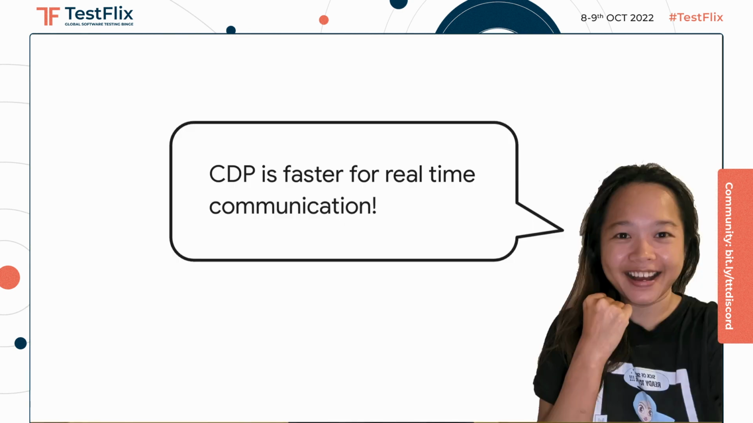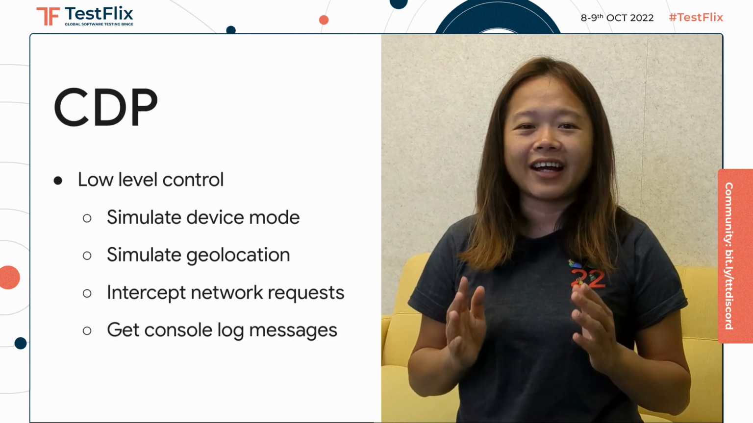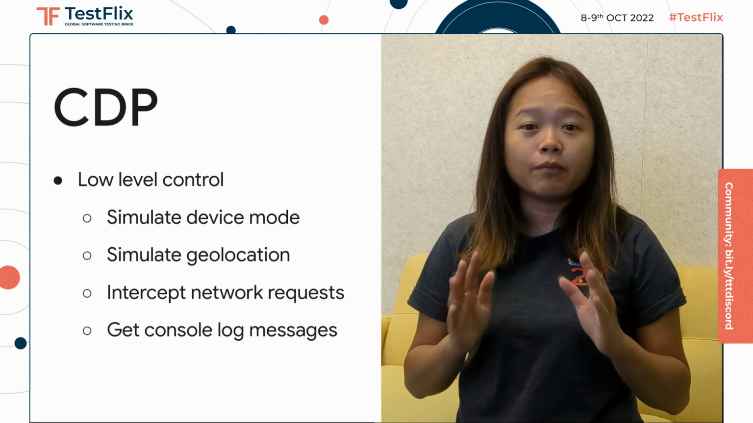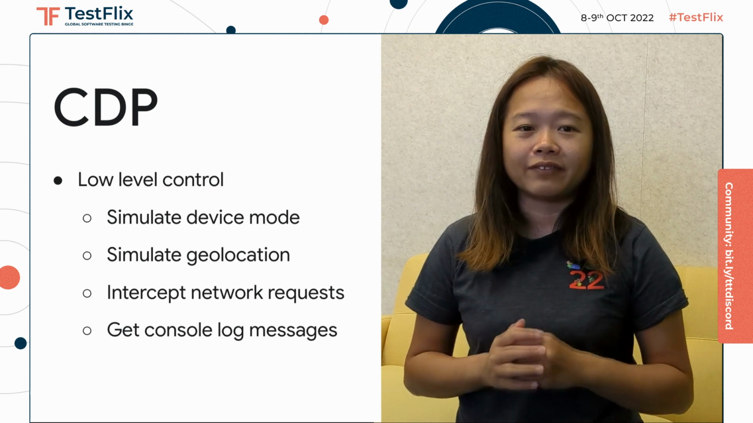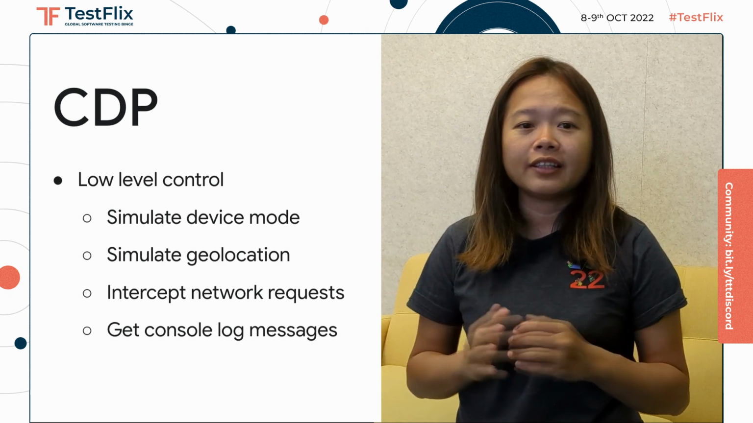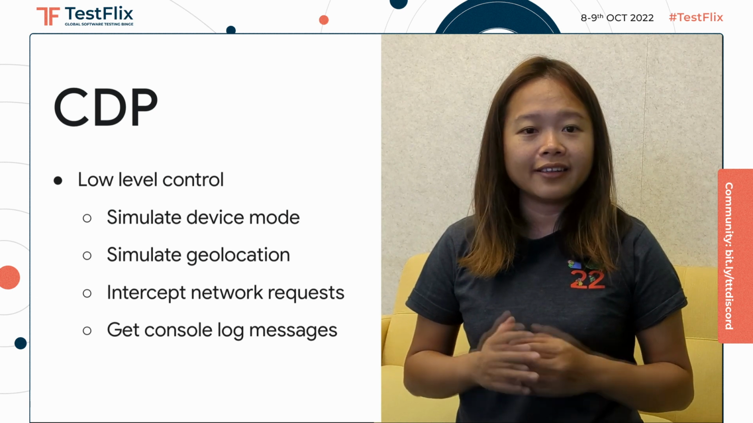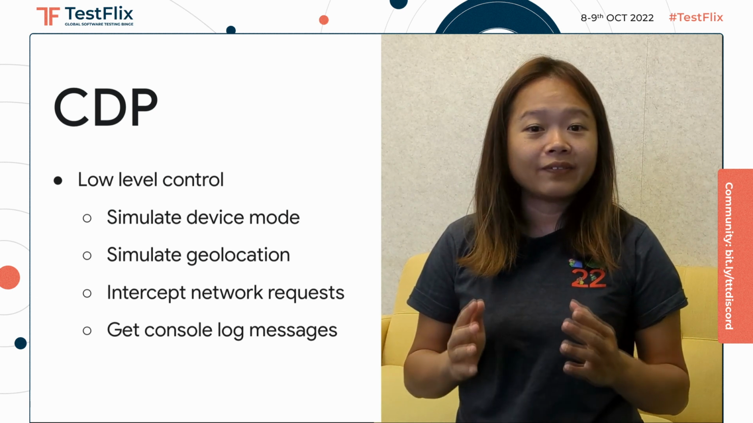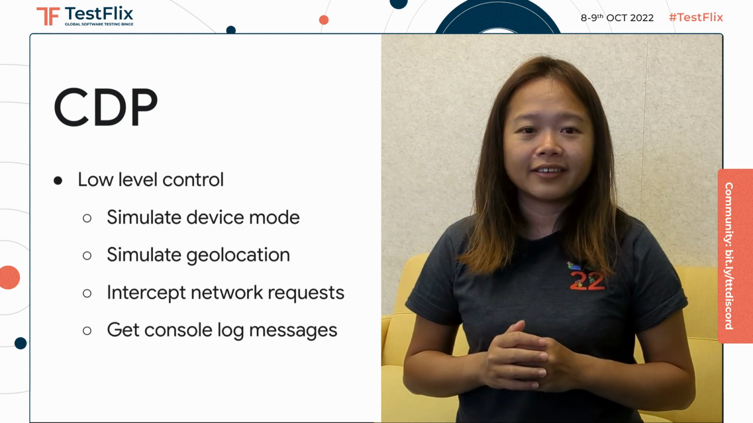For testing, we actually don't need most of this information. Since the CDP is developed for debugging purposes, some APIs are relatively complex as well. But the good thing is, CDP is faster for real-time communication. Also, since CDP is designed to cover all debugging needs, it supports more low-level controls compared to WebDriver. It supports features like simulating device mode and geolocation, intercepting network requests, as well as getting console messages.